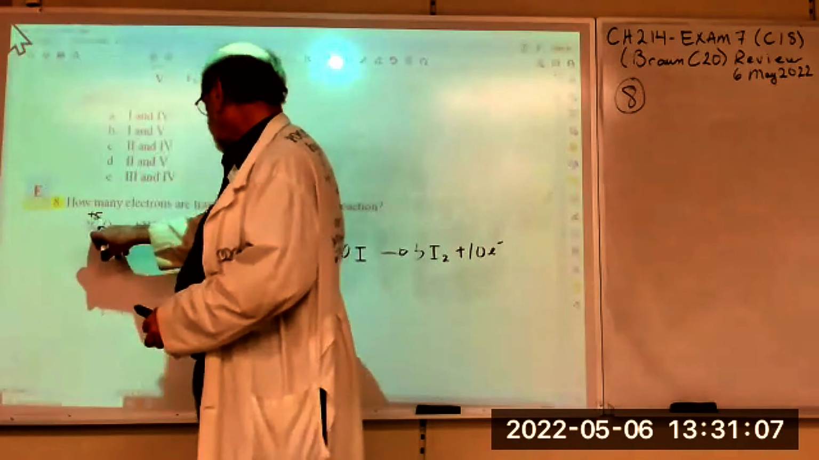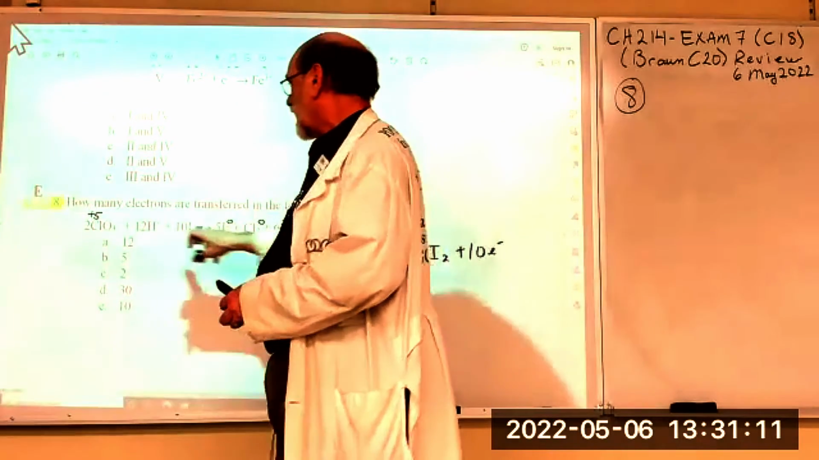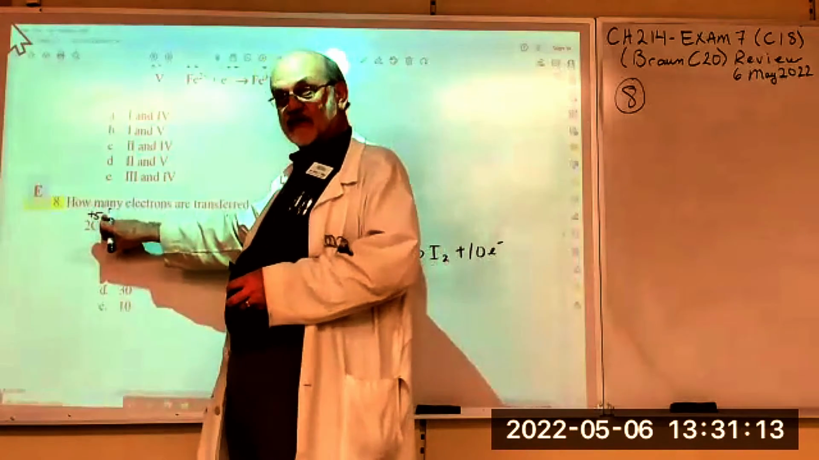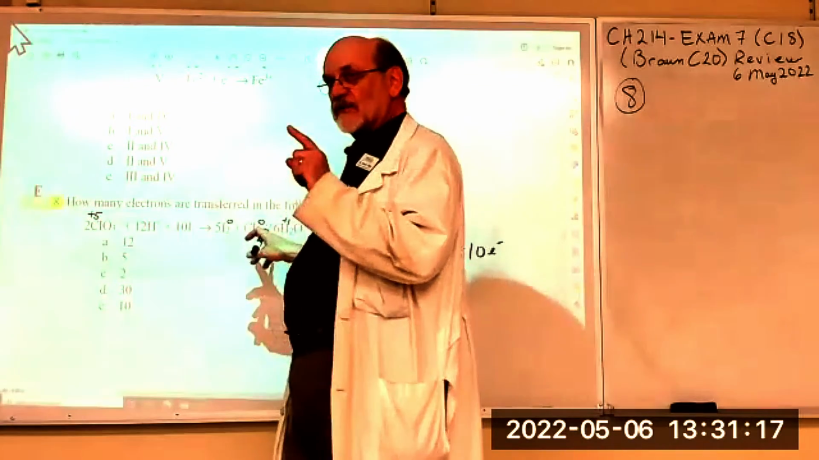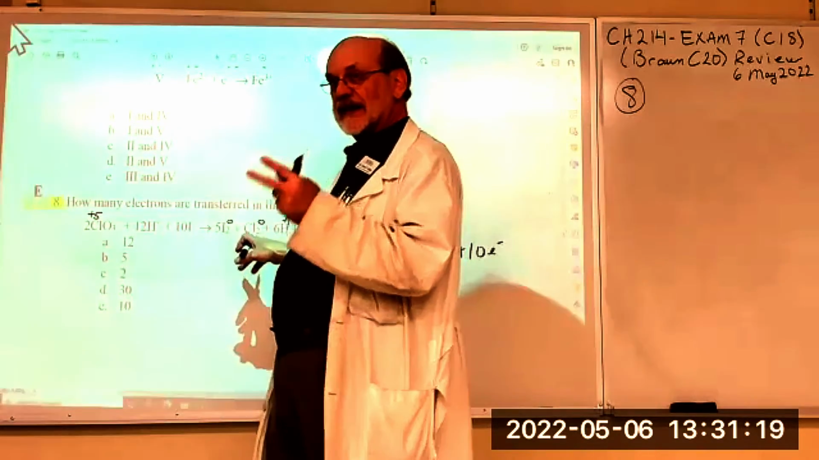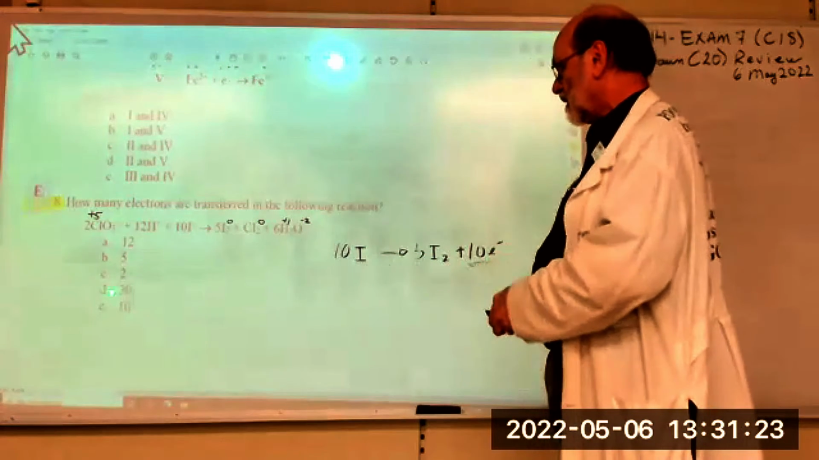5 of these +5s went to 0. So that's an addition of 5 electrons. Right? 5 electrons from here to here for each chlorine, but there are 2 of them. So that means 10 electrons. So we're right. 10 electrons were transferred.